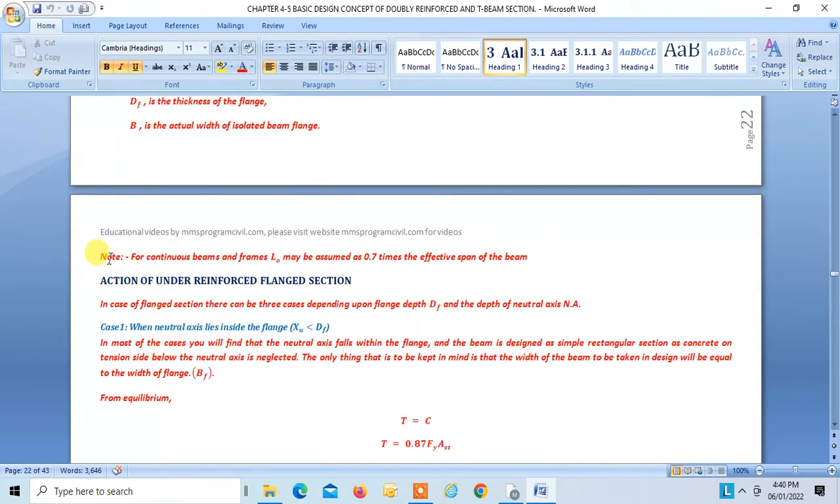Again, the same note which I just told you, that for continuous beams and frames, L0 may be assumed to be 0.7 times the effective span of the beam.